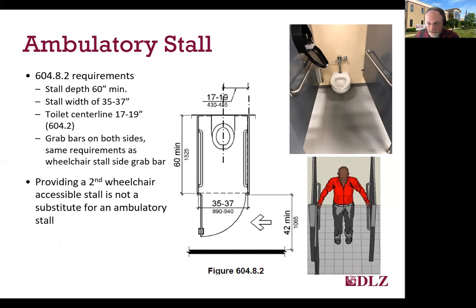The center line of the toilet is allowed to be between 17 and 19 inches instead of 16 to 18 inches, which is required in a wheelchair stall. Grab bars are required all the way on both sides, and they must meet the same requirements as the side grab bar in a standard toilet wheelchair accessible stall.